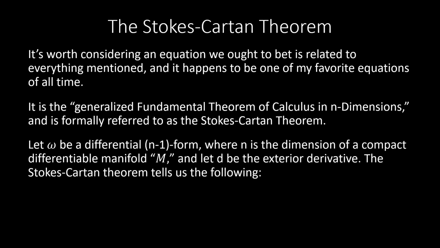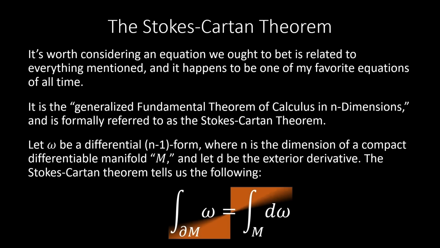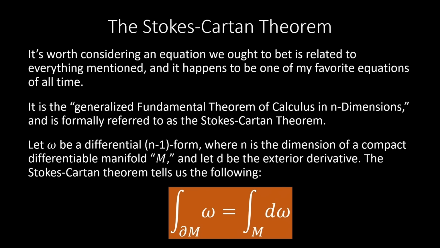Let omega be a differential n-1 form, where n is the dimension of a compact differentiable manifold M, and let d be the exterior derivative. The Stokes-Cartan theorem tells us the following. It tells us that the boundary integral of the differential n-1 form is equal to the actual integral over the whole manifold of the exterior derivative of that differential form. So it relates a differential n-1 form to an integral of a differential n form via a boundary to a bulk. This in and of itself is similar to what the AdS/CFT correspondence tells us, but just way more general.